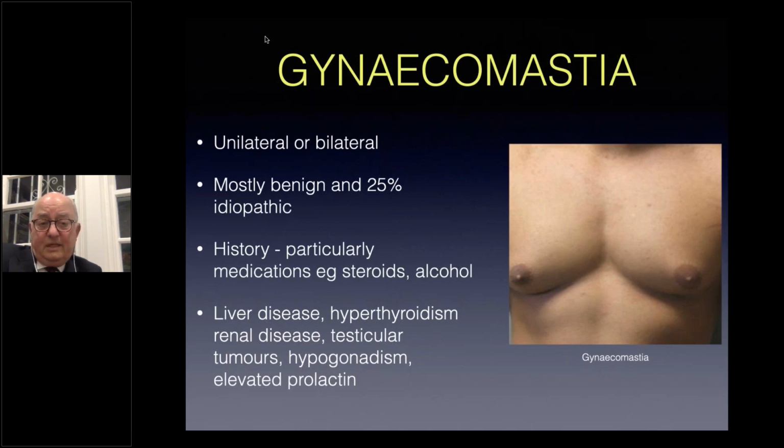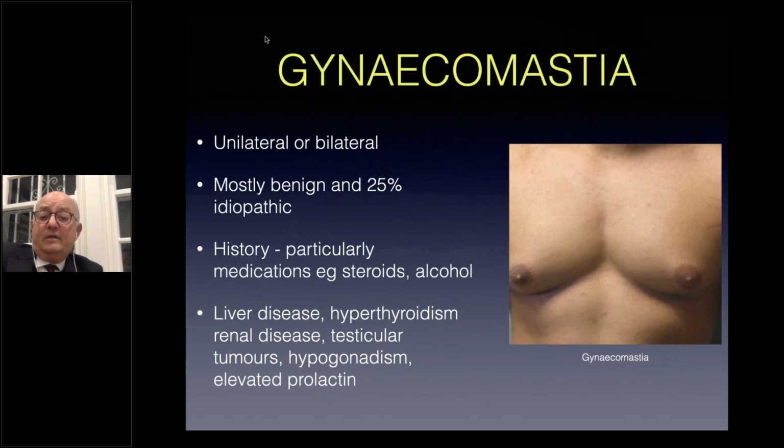In the history, you particularly look for what medications they've been on, and alcohol and steroids are the main ones. You also need to exclude underlying medical issues such as liver disease, where they don't break down their estrogens. Hypothyroidism is associated with this rarely, as is renal disease. Testicular tumors with secretion of abnormal levels of hormones such as estrogens. I've seen one of these in my life, so it's pretty rare, but you do get patients who will develop gynecomastia on the back of endocrine tumors.